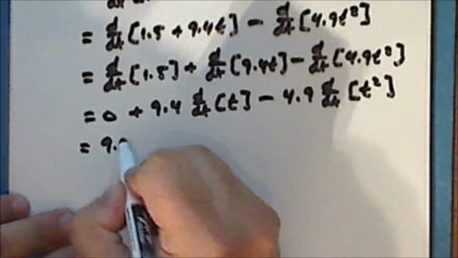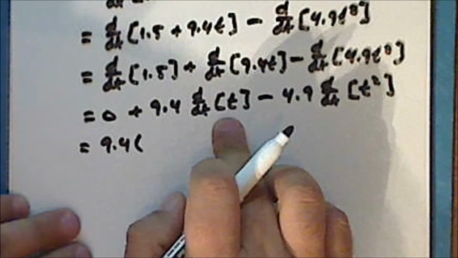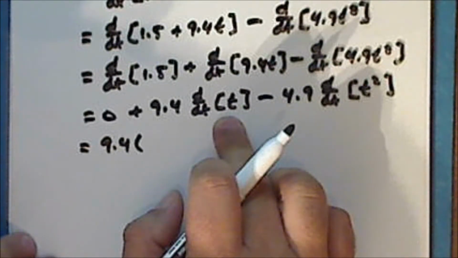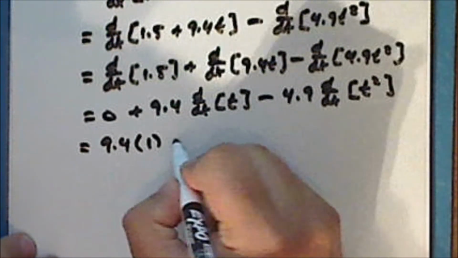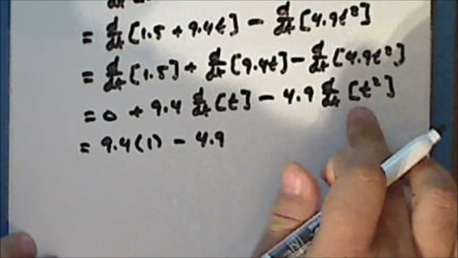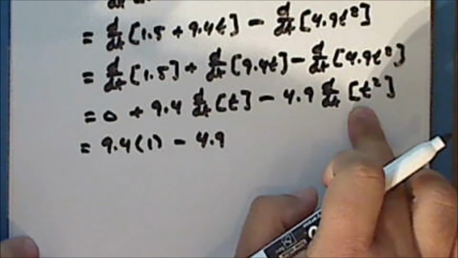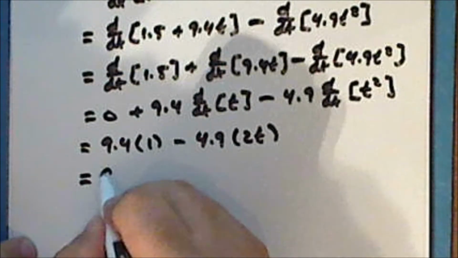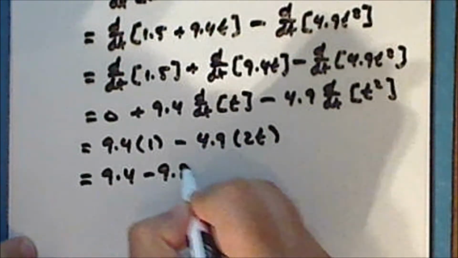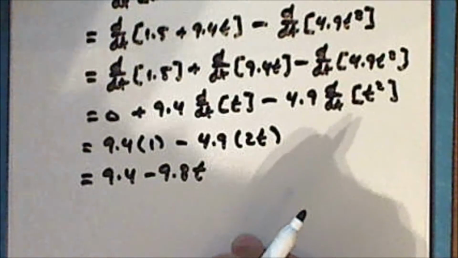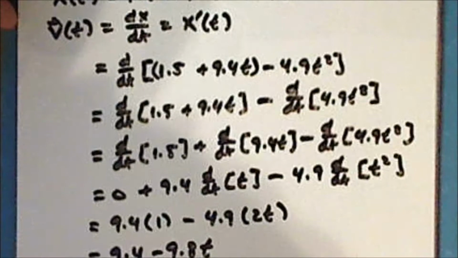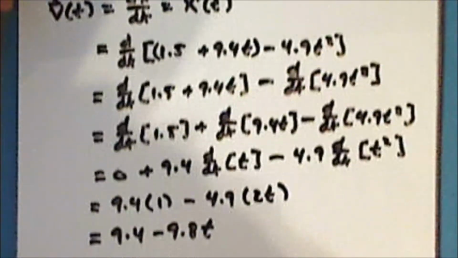So we have 9.4 times the derivative of the monomial t to the power of 1, which is 1 times t to the power of 0, or simply 1, minus 4.9 times the derivative of t squared, which is 2 times t to the power of 1, or simply 2t. And so this is 9.4 minus 9.8 times t. So notice that just as the position is a function of t, so too is the velocity, the instantaneous velocity, a function of t.